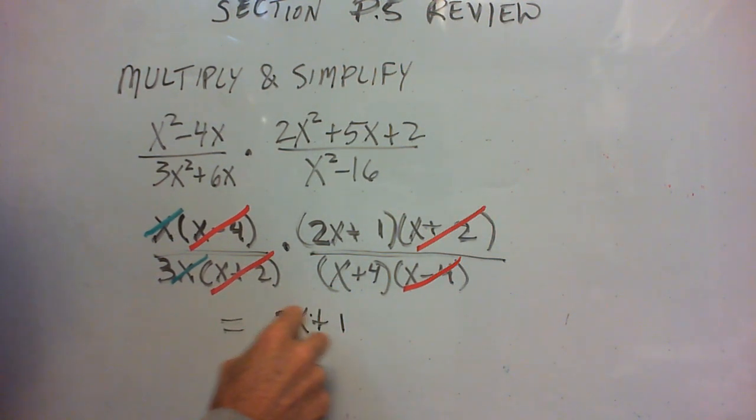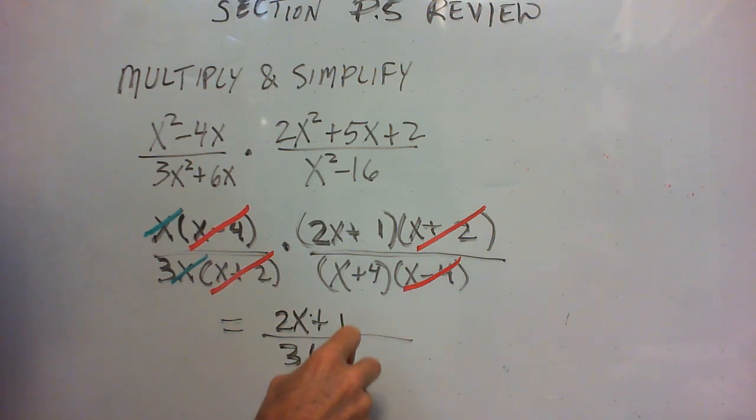When we multiply all the factors together, that's our final answer, and you could leave it just like that, or you could multiply out the denominator. Either form would be fine.